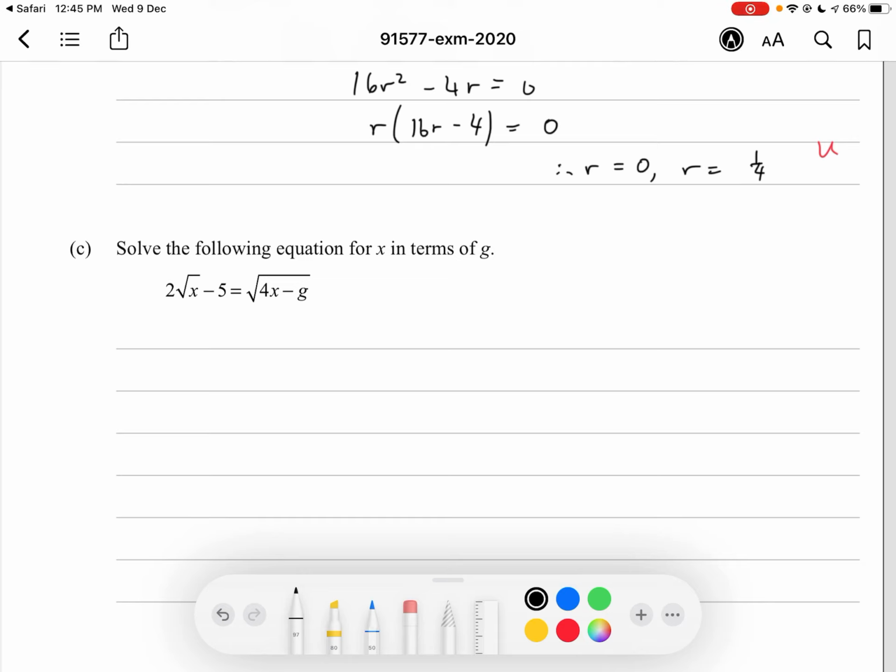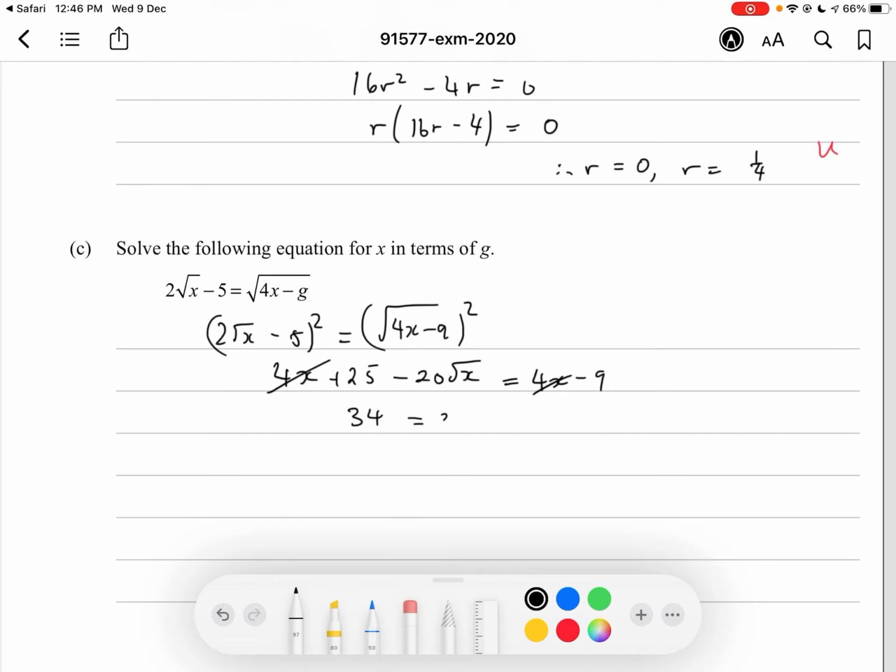So we can immediately just square both sides. So we can say that 2 root x minus 5 whole squared equals square root of 4x minus g whole squared. So if we square the left hand side, we'll have 2 times 2 is 4, root x times root x is just x, so that's 4x. Negative 5 times negative 5 is plus 25, and we have negative 5 times 2 is negative 10, so we do it twice, so that's negative 20 root x, and that equals 4x minus g. 4x and 4x will cancel each other out. We can move the g to the other side.